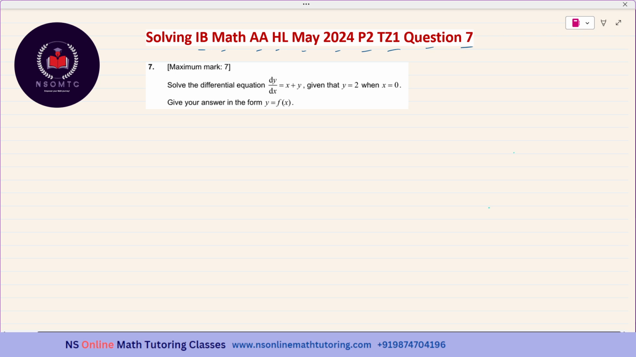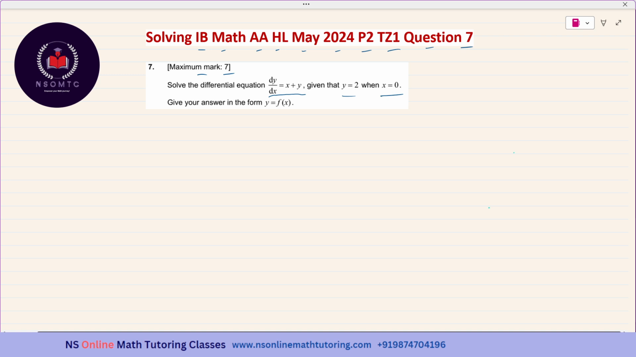So without any further delay, let us start answering question number 7. The maximum mark is 7. Solve the differential equation dy by dx equal to x plus y, given that y equal to 2 when x equal to 0. Give your answer in the form y equal to f of x.